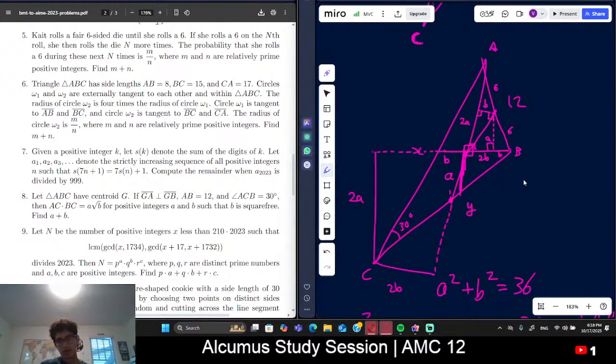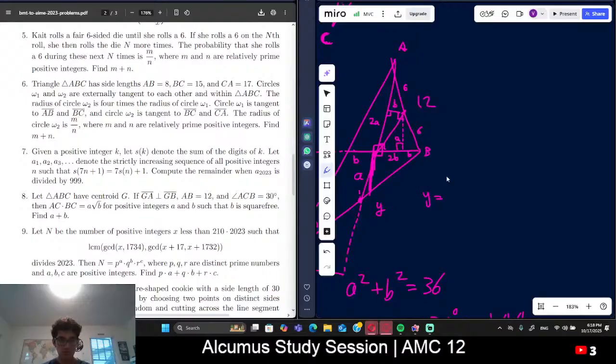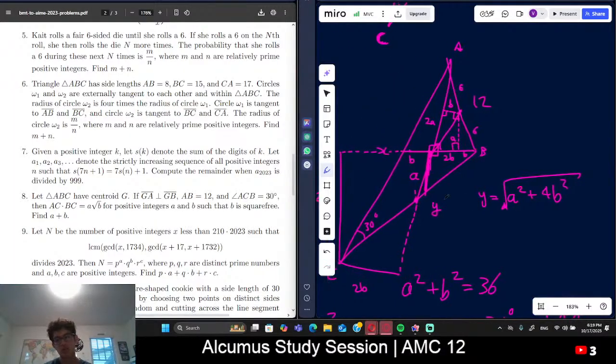But the thing is, if this is the case, okay. It's the halfway mark. So y is equal to the square root of a squared plus 4b squared. Right? We can write that. I mean, sorry, that's going to be y over 2. So y is equal to 2 times this, right? We should keep that in mind.